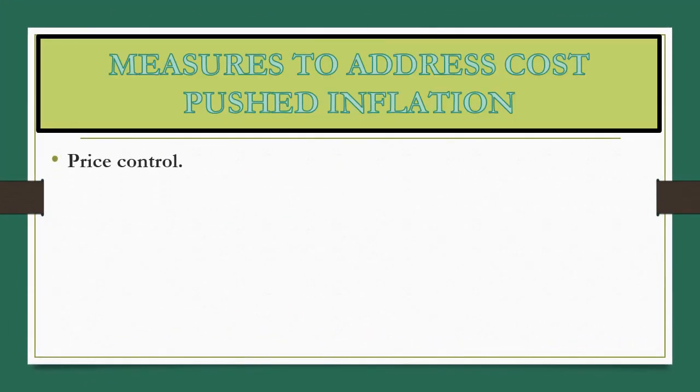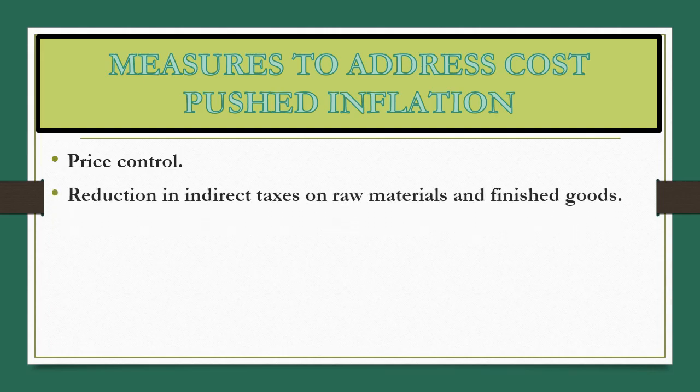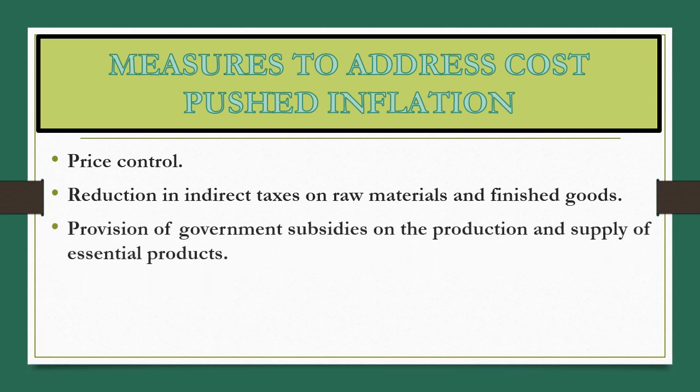Now, what are the measures that can address cost push inflation? One, there should be price control. The government can put in place minimum price control to reduce the shortages. Two, reduction in indirect taxes on raw materials and finished goods. Three, provision of government subsidies on the production and supply of essential products. Government subsidies here mean the government is helping the producer, either by giving inputs to the farmers, or giving them at a reduced rate.